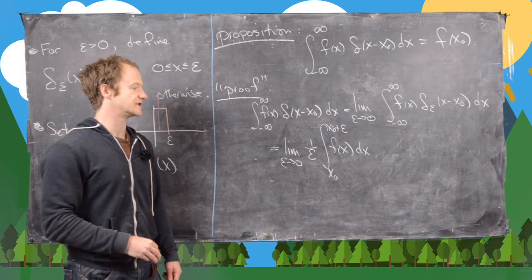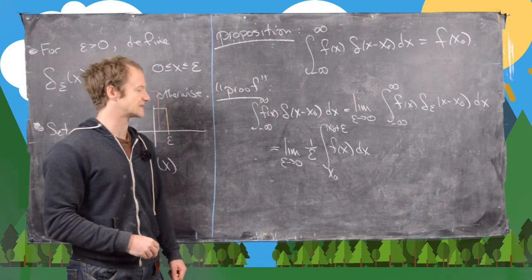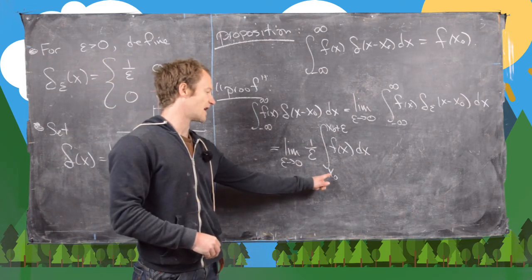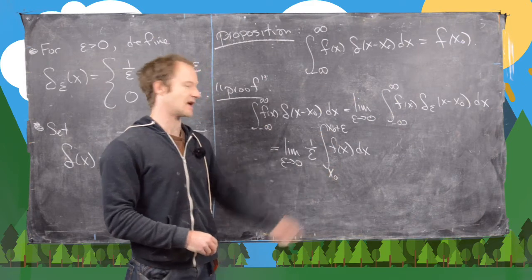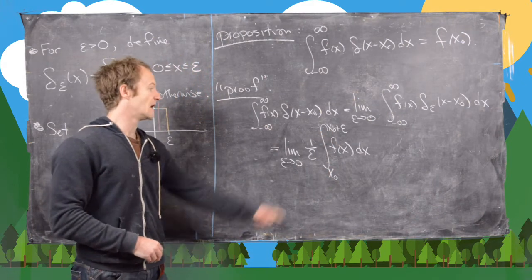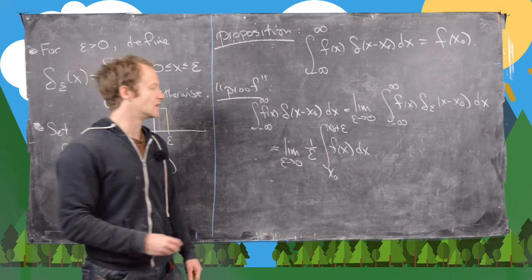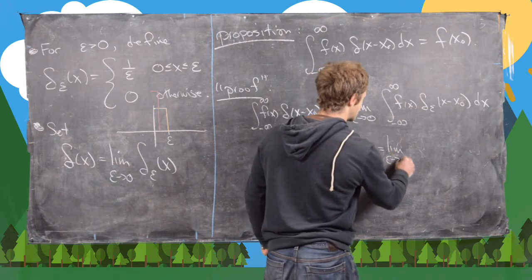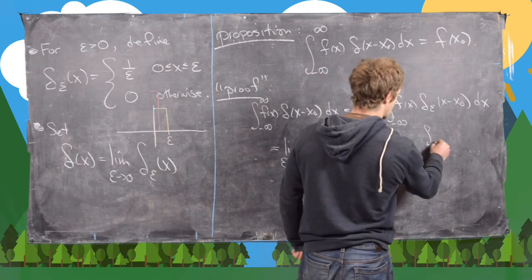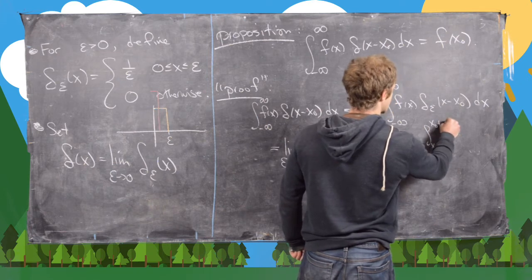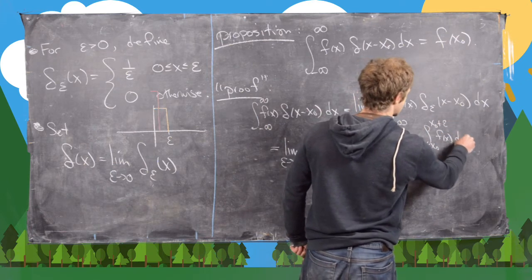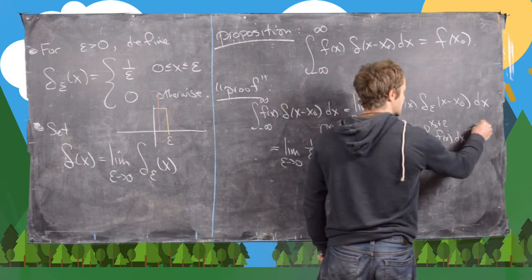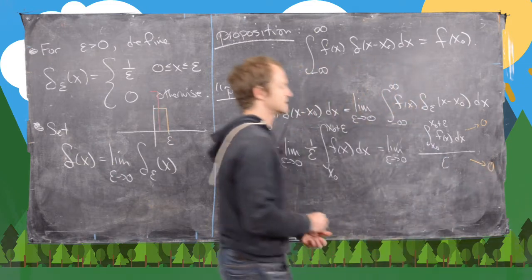Okay, so the next thing we can do is notice that this is an indeterminate form as a limit. As epsilon goes to 0, we have the integral from x naught to x naught of f of x, which is obviously 0, and then we have epsilon also going to 0. We can see that more clearly if we write this as the limit as epsilon goes to 0 of the integral from x naught to x naught plus epsilon of f of x dx, all over epsilon. And now notice that this bit is approaching 0 and this bit is also approaching 0.